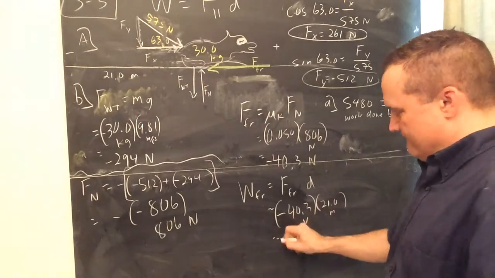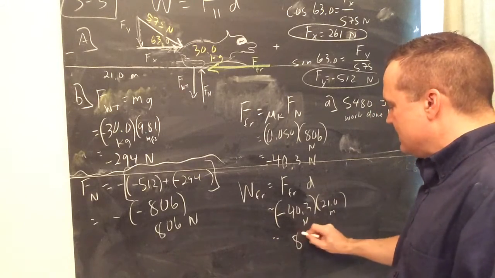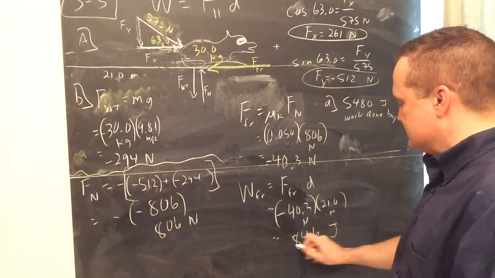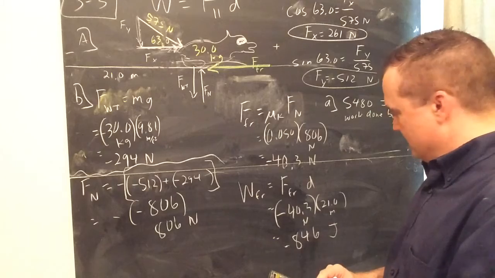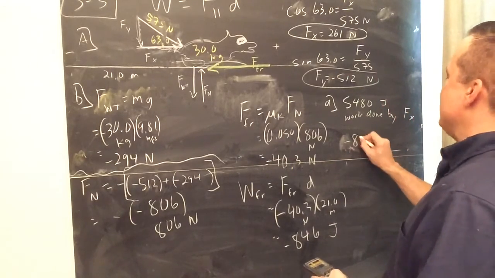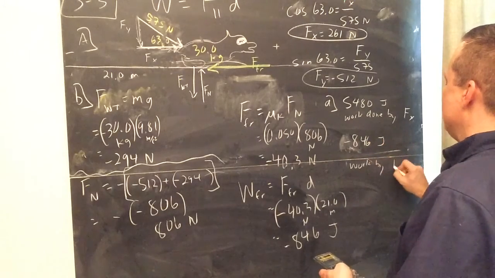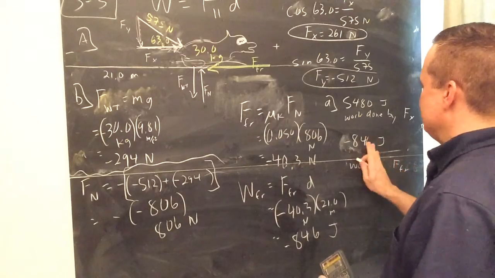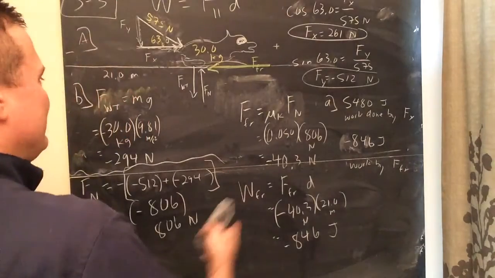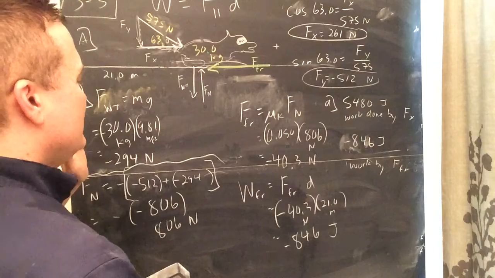Newton times meter. So it's negative 846 joules. 40.3 times 21, negative 846 joules. So, negative 846 joules is the work done by the friction force. Okay, negative 846. So, you might have to go back, or you can look back at that if you want to. Remember, to do B, we had to do a lot of stuff to find the work done by friction.